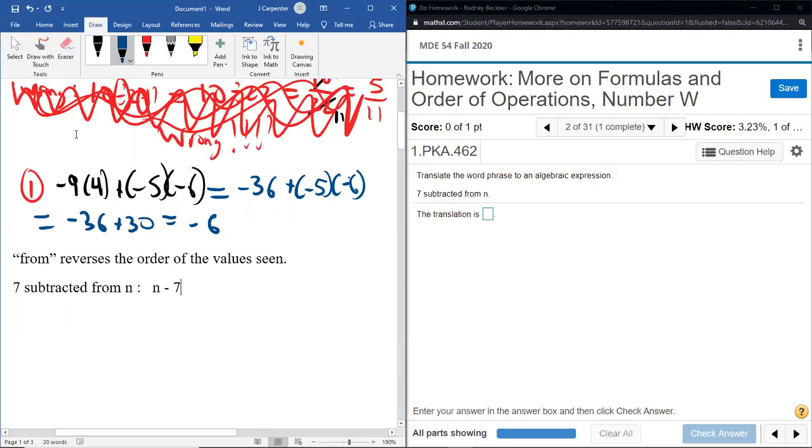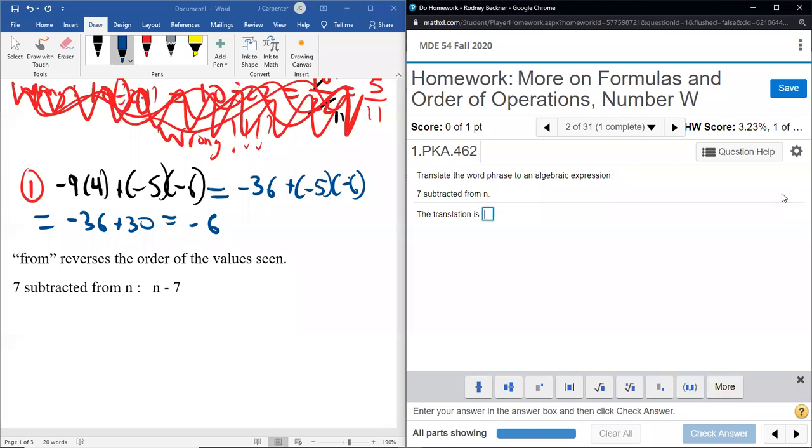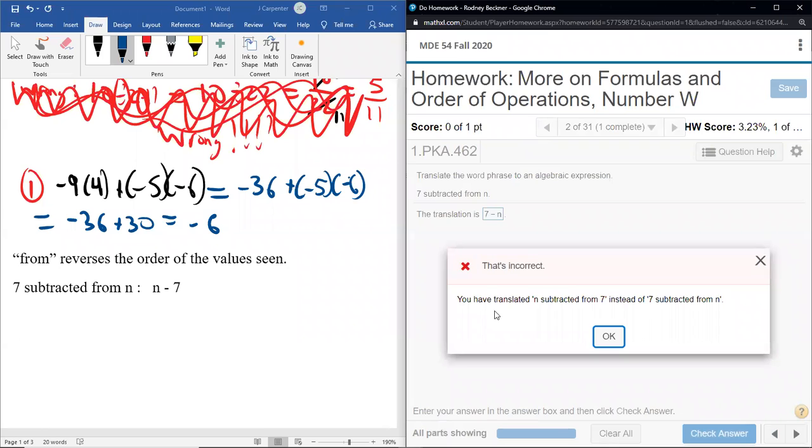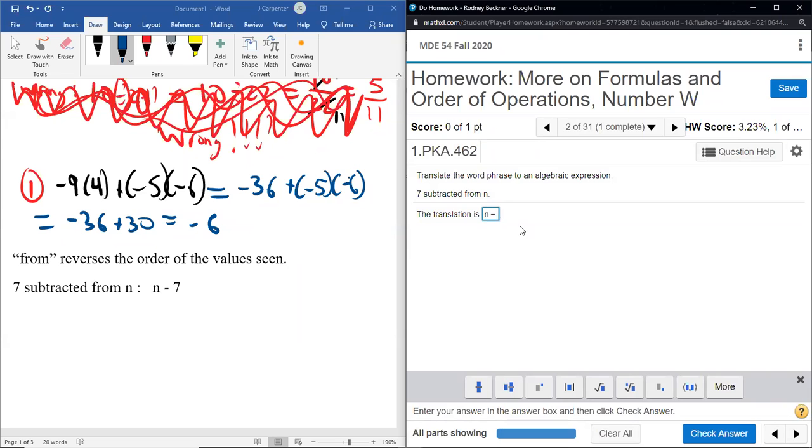So that translation, and we don't have a number here. It's not asking for a numerical answer. It's asking for what is 7 subtracted from n? And if you don't trust me, here is 7 minus n. Let's check the answer and see what it says. You have translated n subtracted from 7 instead of 7 subtracted from n. That's actually a pretty good hint. So it was supposed to be n minus 7. Oops. There we go.